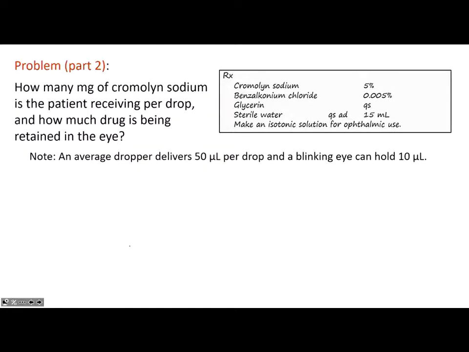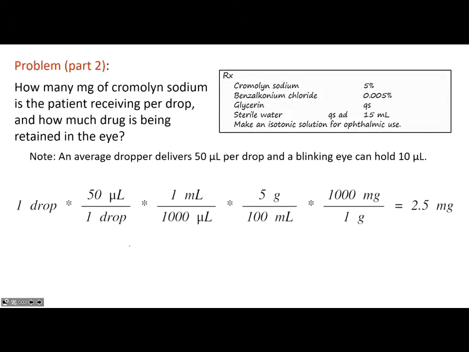Okay? So where do we start? Would you agree the amount of drug that gets to the eye will depend on the amount or the size of the drop? The larger the drop, the greater the drug. So let's start with the drop. To answer the question about how much drug is in each drop, let's start with a drop and convert it from drops to a volume. So if I multiply each drop by the fact that we were told there was 50 microliters per drop, then drops cancel, and I'm in microliters, all right?